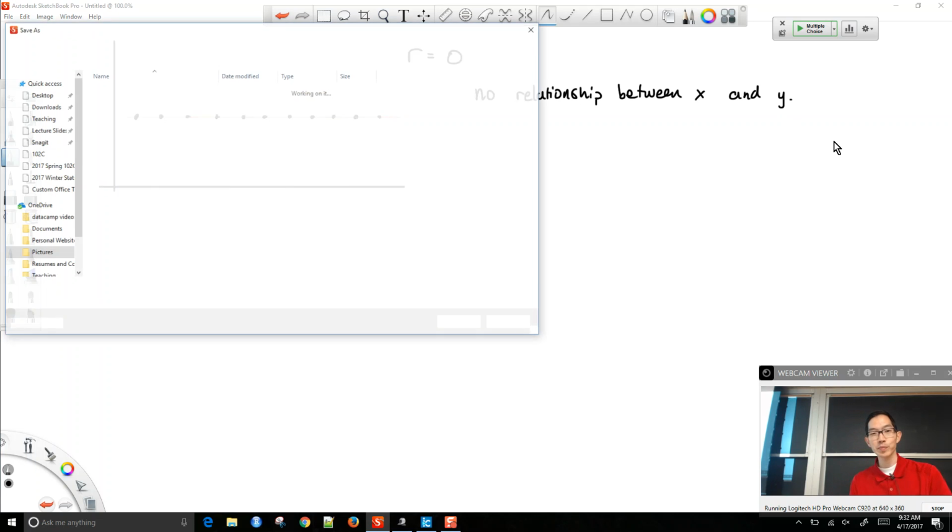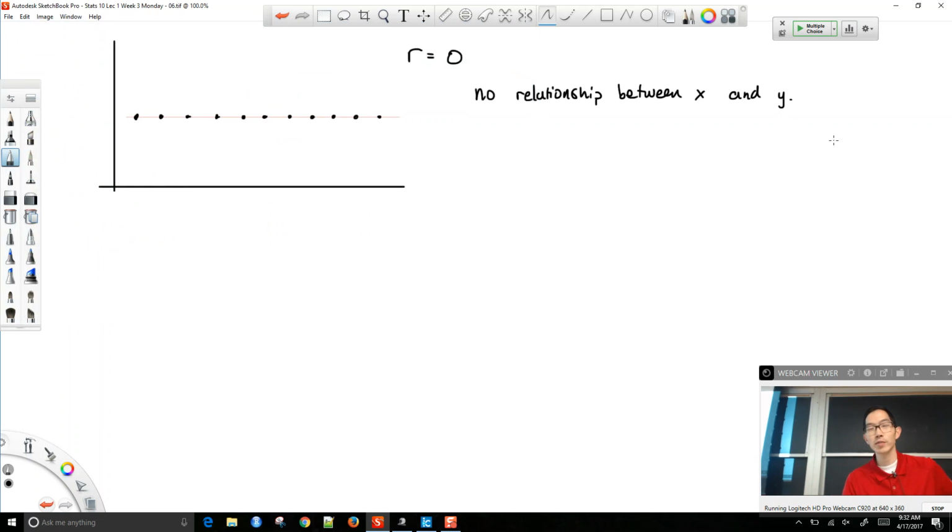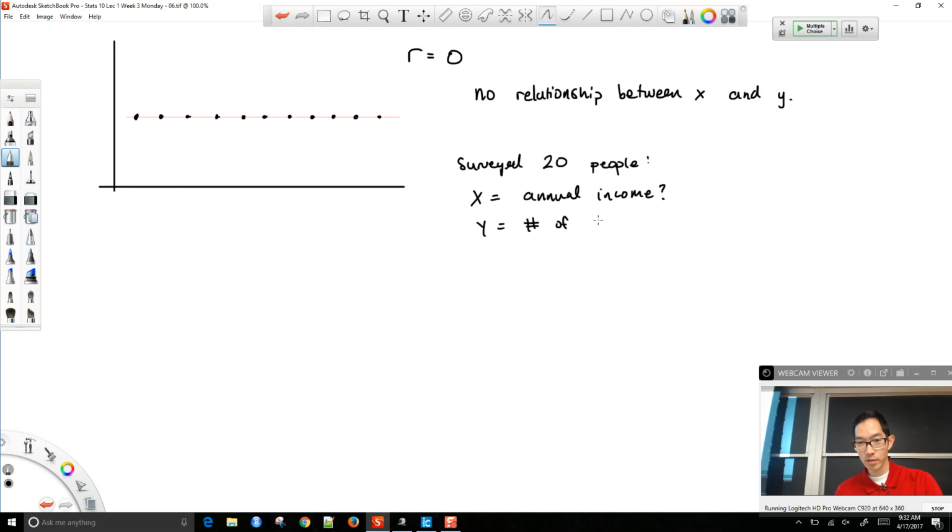For example, let's say you surveyed 20 people and asked, what's your annual income? So you get all sorts of different numbers. And then you ask, how many fingers do you have? And these 20 people all say, I have 10 fingers. So is there a relationship between income and number of fingers?